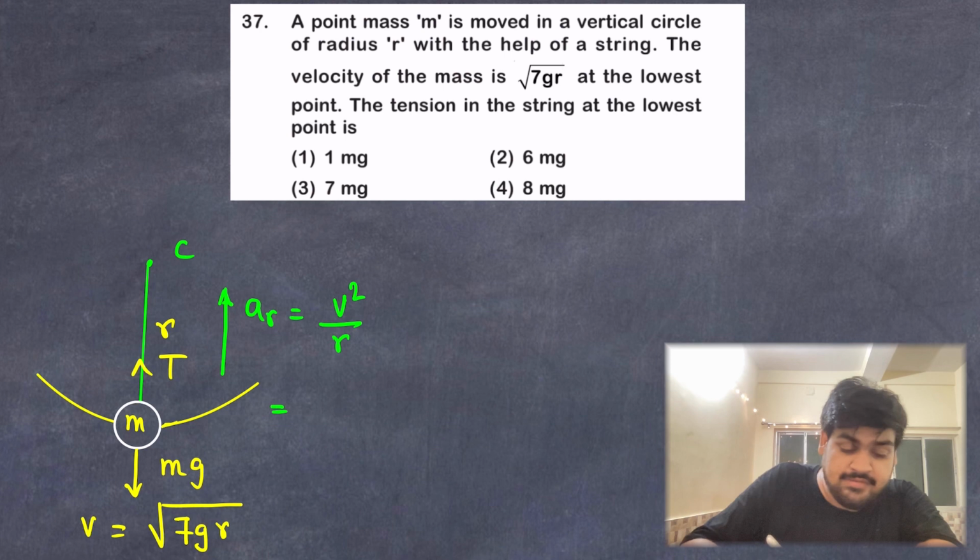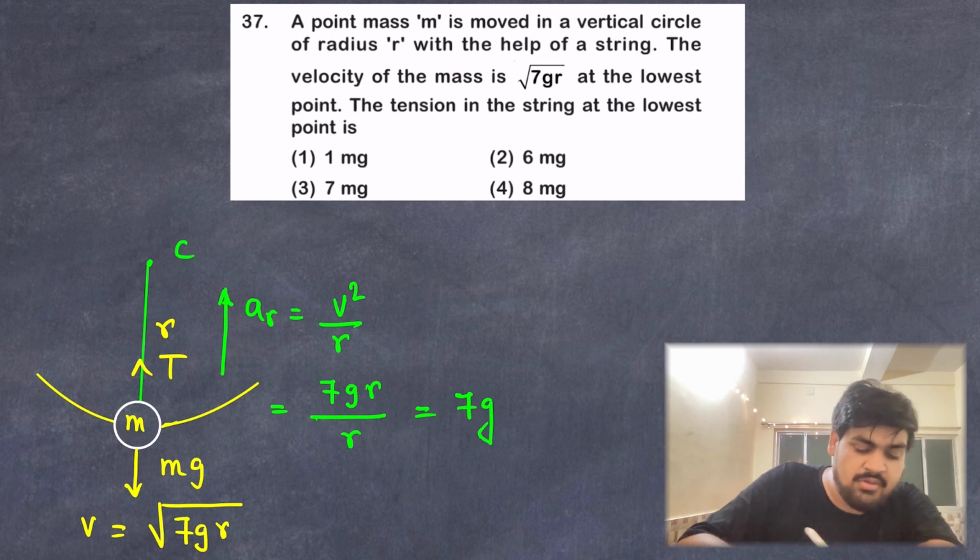Over here v is given to be under root of 7gr. So v squared will be 7gr by r. So the centripetal acceleration will be 7g. So now it's very easy.